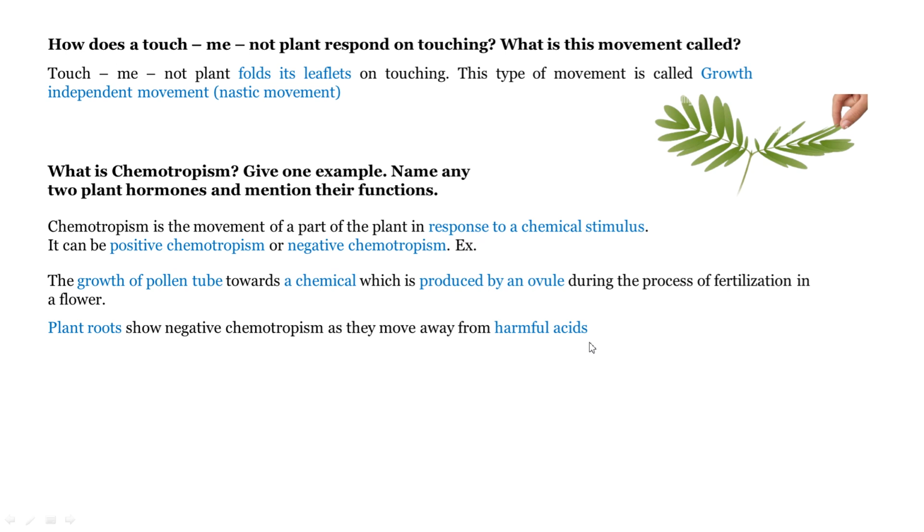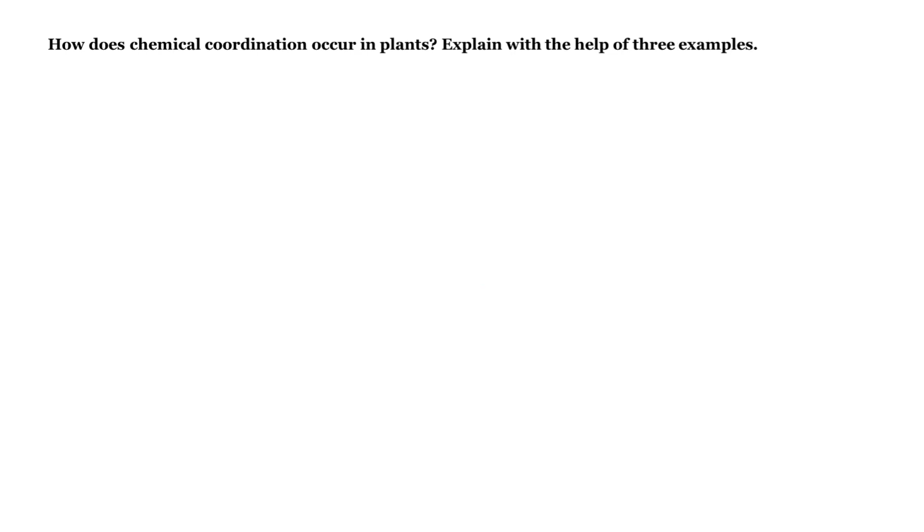So this is the answer you're going to write for the question if this question is asked. Now coming on to the next question: how does chemical coordination occur in plants? Explain with the help of three examples. Here I have given some examples, not only three, so you can choose any.